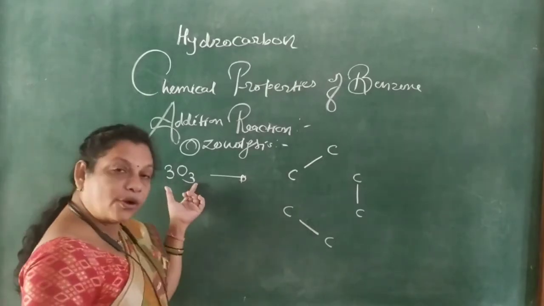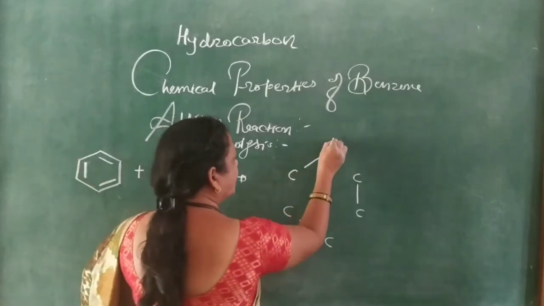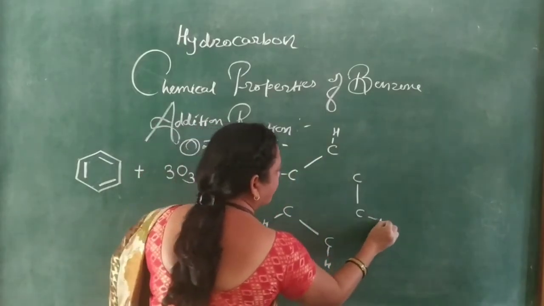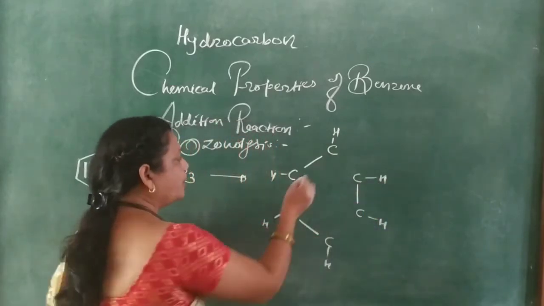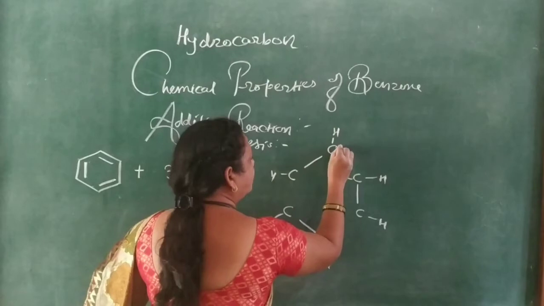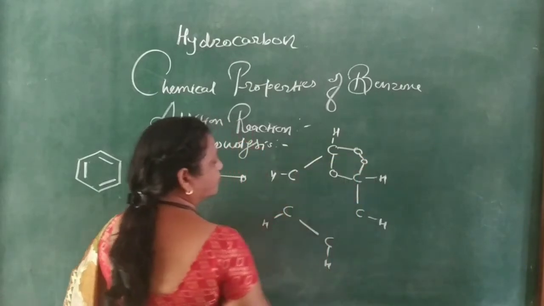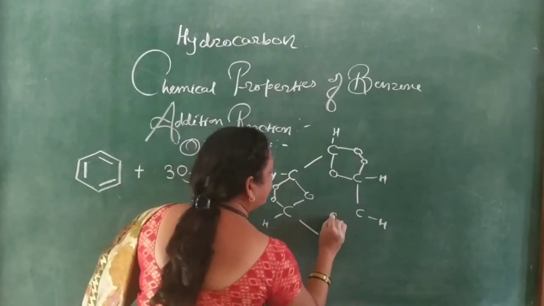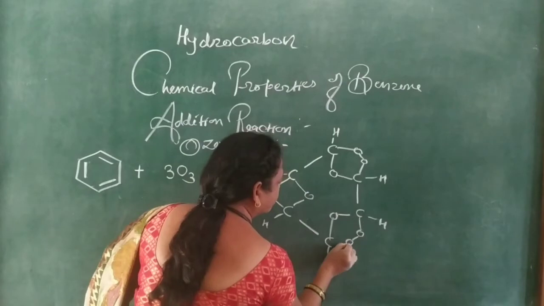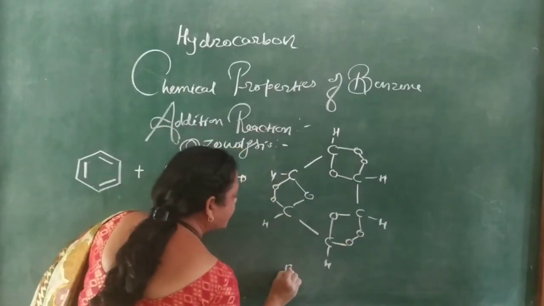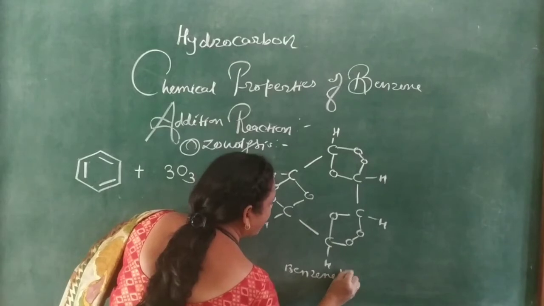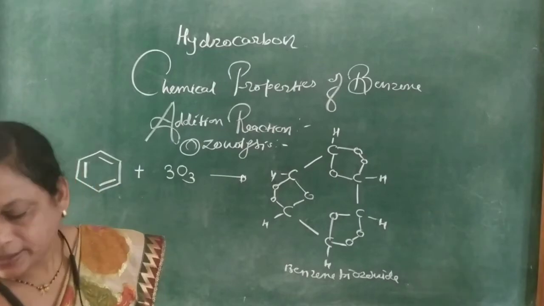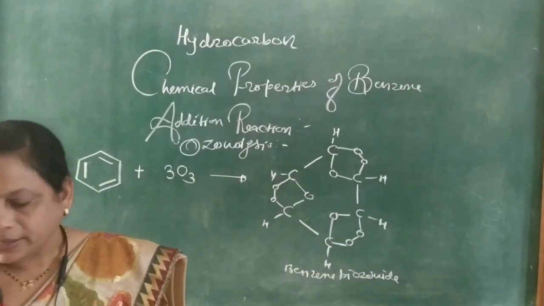Now here there are 3 ozone molecules. One hydrogen atom is present initially on this carbon. Now one ozone molecule adds in this way, the next one here, and the next one again in this way. So this is called benzene triozonide.